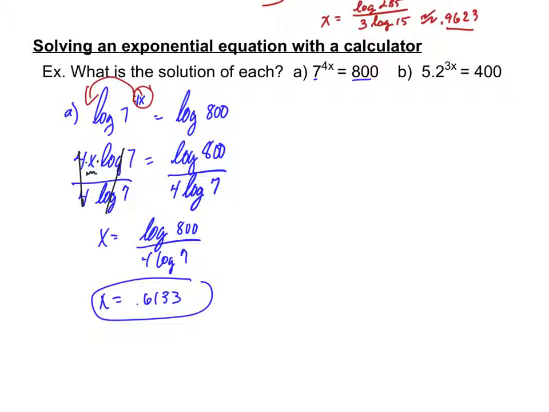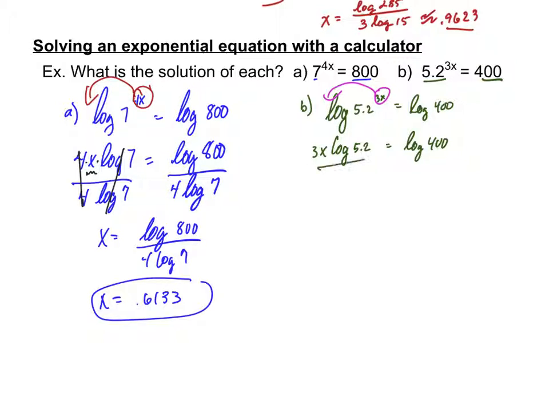And let's shoot for B here. The bases are not common, so I can take the log of both sides, equals the log of 400. Don't forget your power rule, right? Let's bring that exponent down. That's the whole reason we take a log of both sides. And I have 3x log of 5.2 is equal to the log of 400.